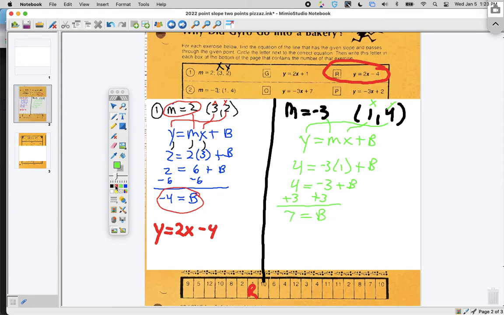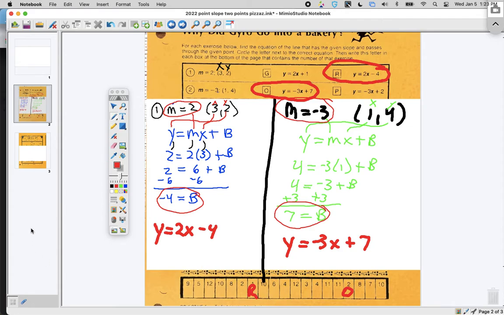Again, I've got my 2 items I need to write an equation: I've got my m and I've got my b. Let's go ahead and write the equation. Y equals -3x plus 7. And you can see here, there it is. So for number 2, you're going to put an O. So come down here, put an O. Okay? So you guys do the rest. You're supposed to do it on a separate sheet of paper.